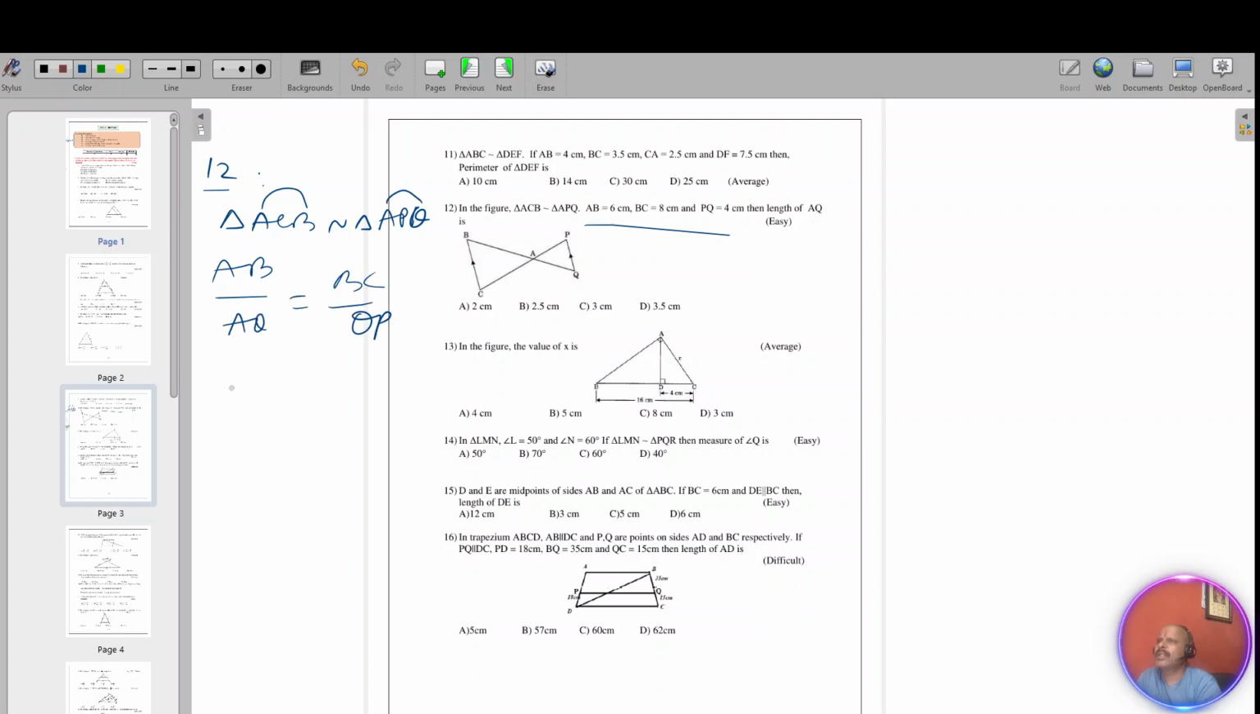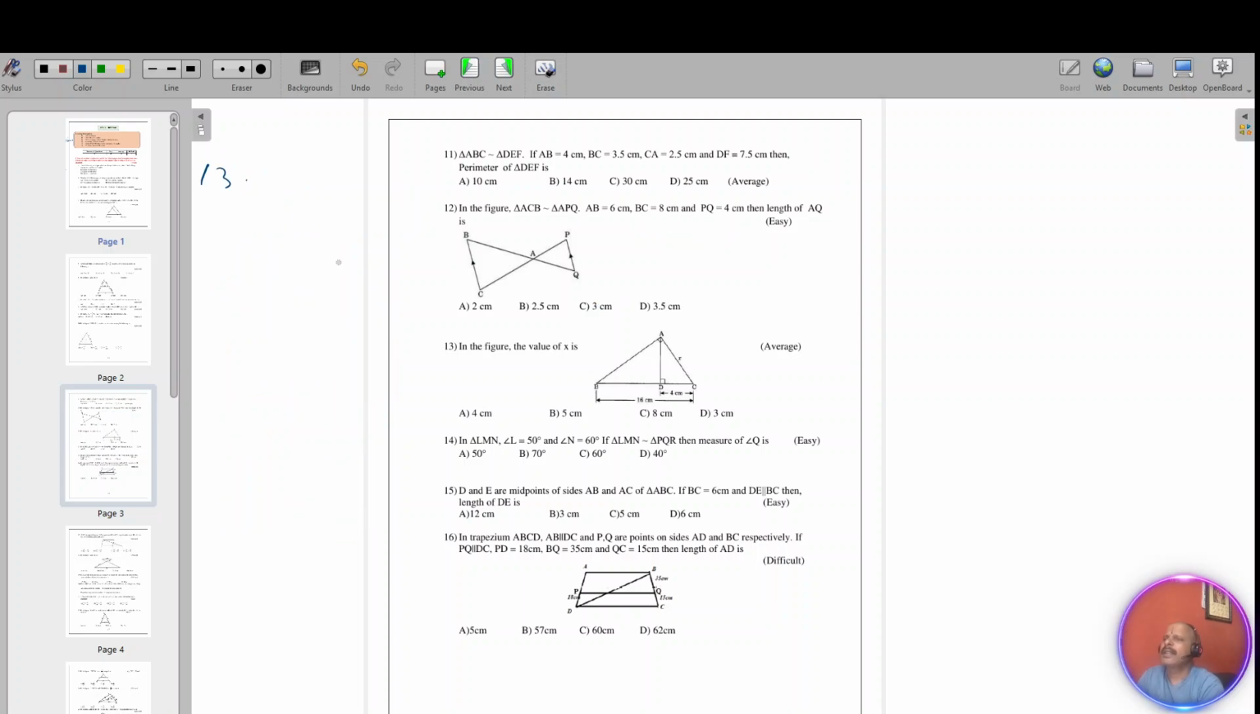So AB is 6 by AQ. We want that AQ. BC is given, PQ is given as 4. Cancelling, when you cross multiply, AQ becomes 3 centimeters. All these are very knowledgeable questions.